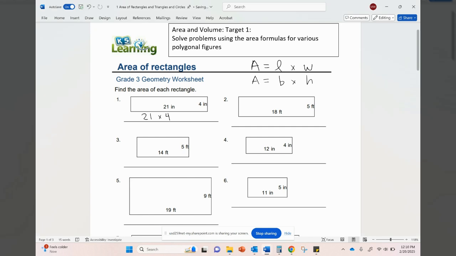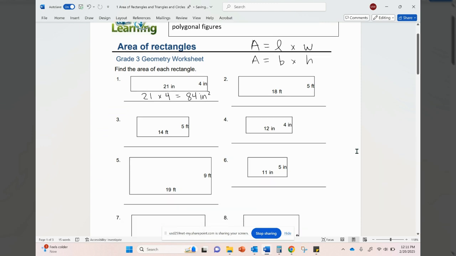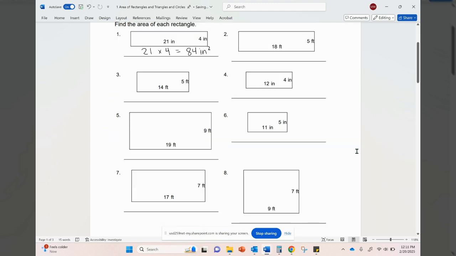So the area of this rectangle is 84 inches squared. I got inches because it says inches right there. If it said FT, I would know it was feet. And make sure you always put your little 2 with area. Okay, so all you're doing is multiplying for that first whole page.